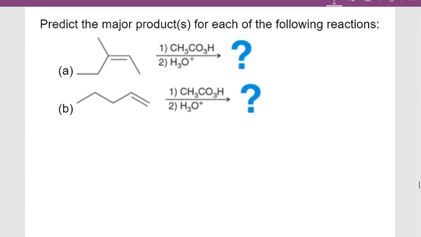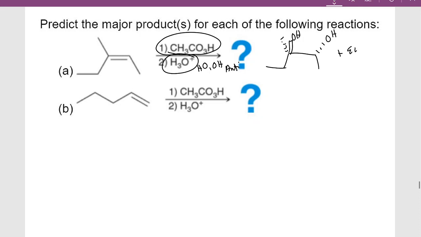So let's see if we can predict the major products of these reactions. So we have our RCO3H, which is peroxyacetic acid in this case, and then H3O+. So what are we adding and where are we adding it? And how are we adding it? We're adding OH and OH across a double bond. We're going to add those anti. So for this particular substrate, let's say the methyl group is going back, then the OH is coming out, the other OH will be going back, plus the enantiomer.